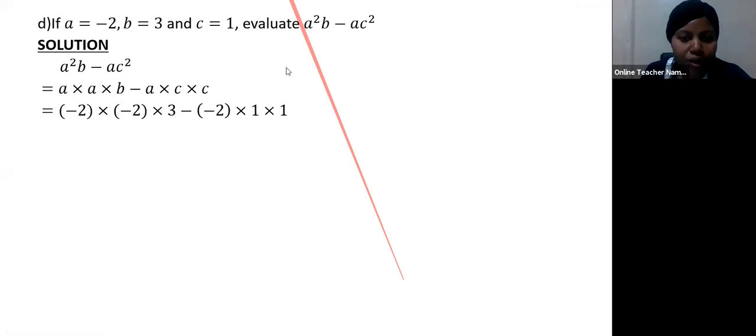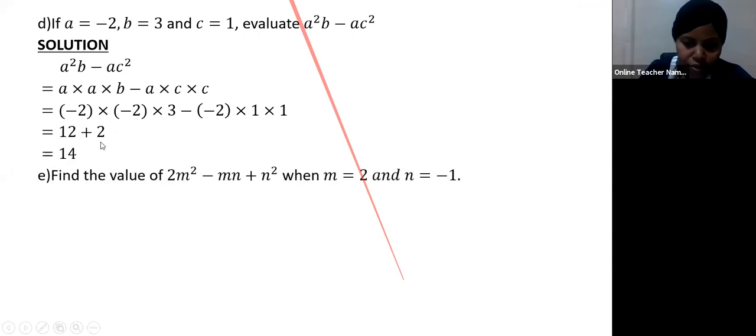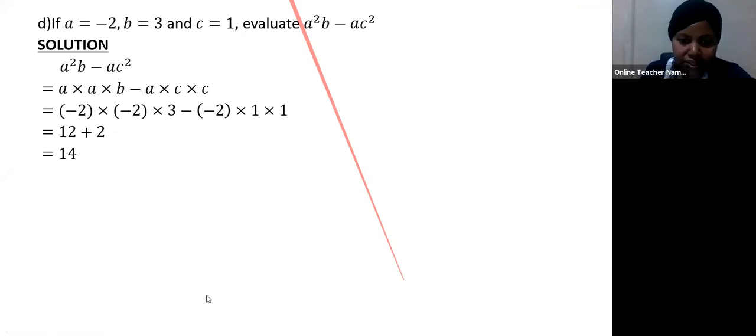From there, we are going to evaluate. -2 times -2 is going to give us a +4. +4 times 3 is 12. When you have a minus and a negative, it is the same as positive. So it's like we are saying +2 times 1 times 1, which is going to give us a +2. So when we add 12 plus 2, our answer is going to be 14.